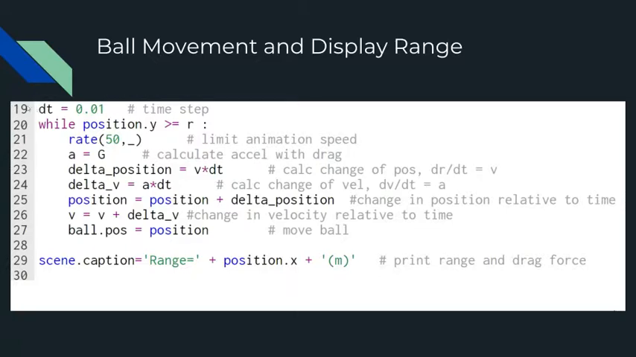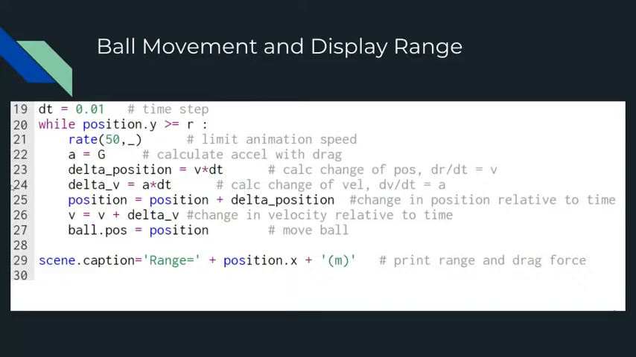Starting off on line 19, this is how fast our program runs, basically. Going on to line 20, this causes our simulation to end when y becomes less than r. So basically when the ball hits the ground is when the simulation will end and stop collecting data. Line 21 is the rate at which it carries out its calculations. The lower the amount of calculations, the more jumpy the ball's movement is; the higher, the more smoothly the ball moves.